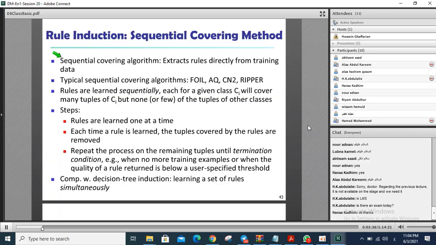I can use other methods too. For example, we can use sequential covering methods instead of using a decision tree. We can use sequential covering algorithms to extract the rules directly from the training data. For example, FOIL, AQ, CN2, and RIPPER are some of those algorithms.